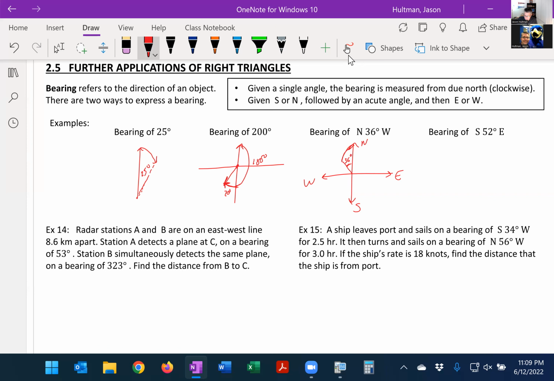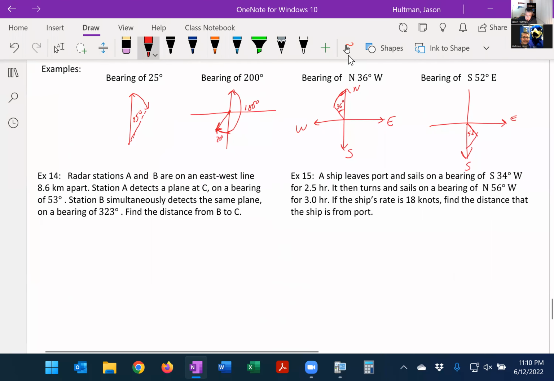of north. What about the other one here? Here they tell us to go south first, so our orientation is south, and then it's 52 degrees east. East is over here, so I'm going to start here, and then the angle goes here, 52 degrees east, and that tells me to go toward the east in a counterclockwise direction. So it is a little tricky. Hopefully with a little practice, you'll be able to figure it out.